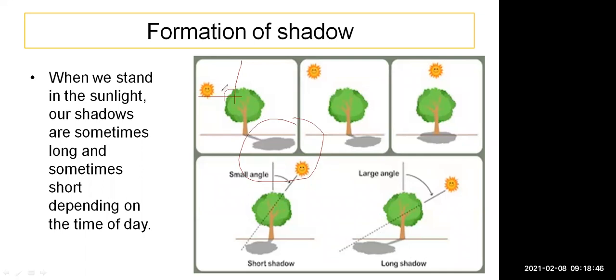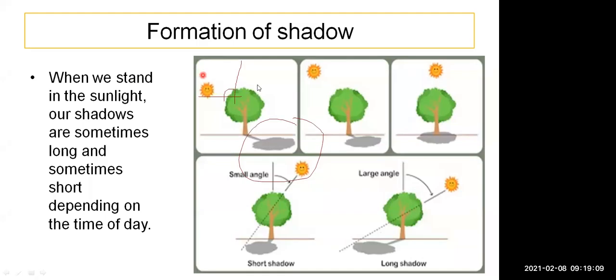Why are you getting a longer shadow? Can you tell me the reason? Scratch your brain. See here, slanting sun rays are falling on this. The rays could pass from here, but this much part is blocked. In short, you can understand that the larger the angle, the longer the shadow formed.